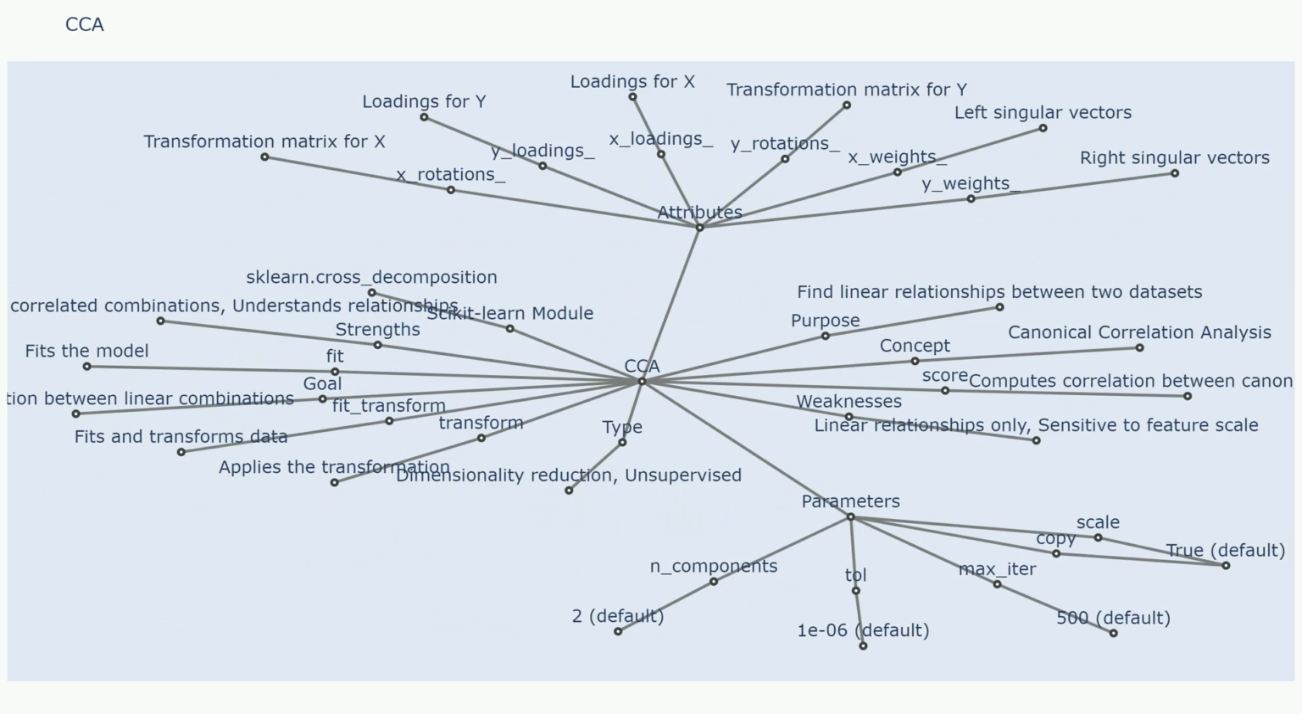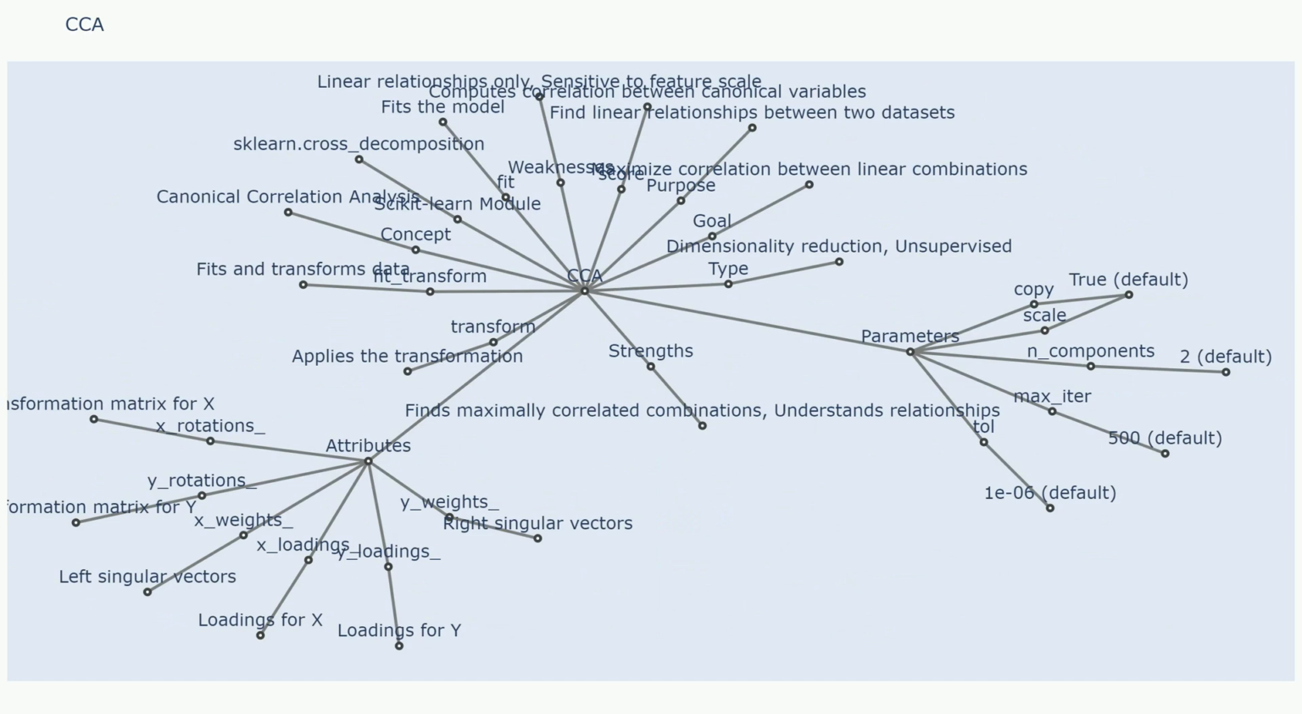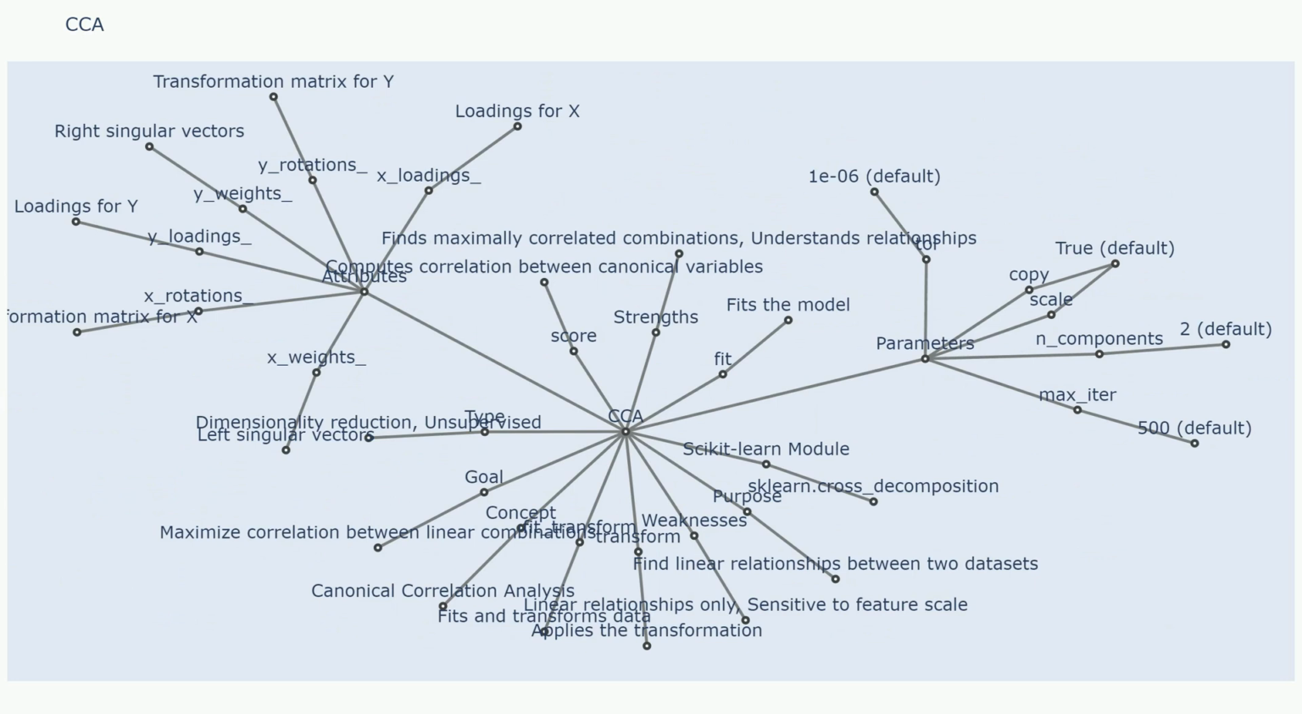Challenges. Description: data scaling. CCA is sensitive to the scale of the variables. It is generally recommended to scale the data before performing CCA to avoid biases caused by differences in scale. Fix: use the scale=True parameter in the CCA constructor or manually scale the data using a scaler from sklearn.preprocessing.